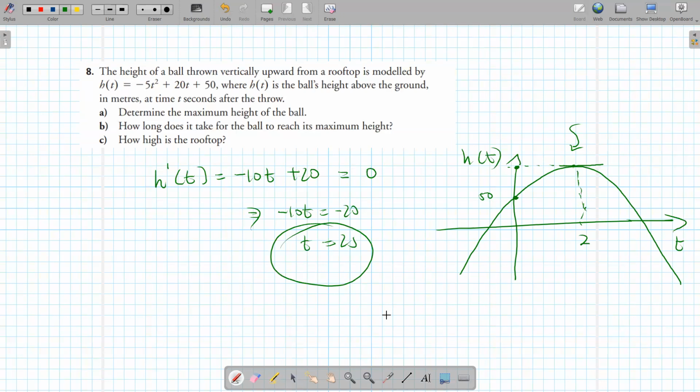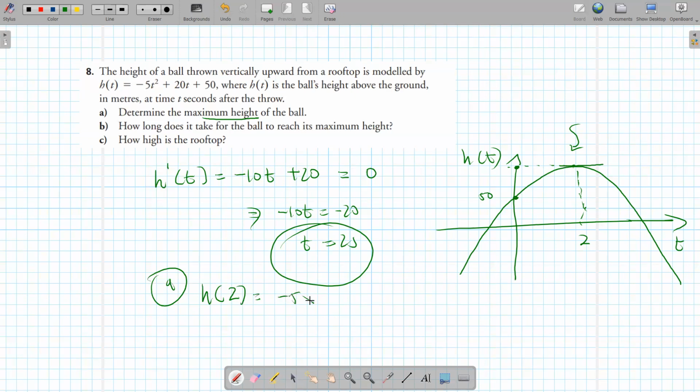All you gotta do is plug that time that you found, the x value of 2, back into the equation. Because we know at time equals 2, there's a turning point, a maximum. So to find the maximum height, you just plug this back into the equation. Or in other words, you find h of 2.